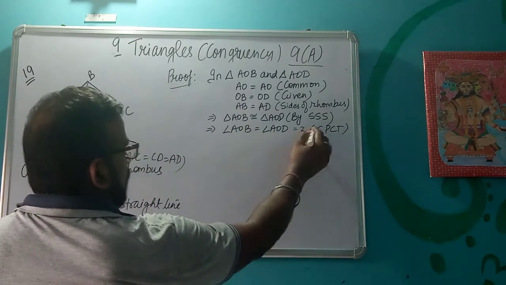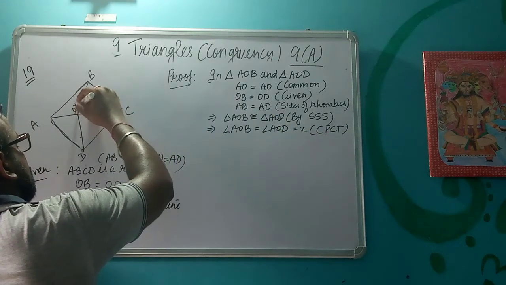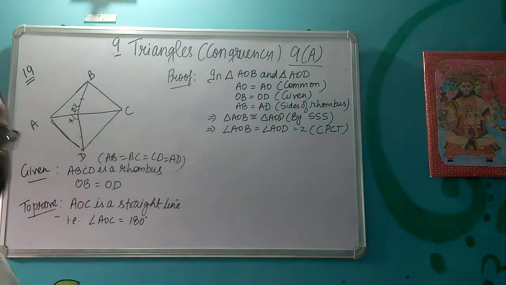So we can take angle AOB equal to angle AOD by CPCT, and let the values of these two angles be x. So I have taken both as x.